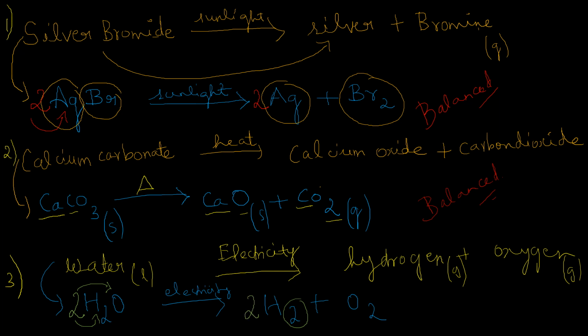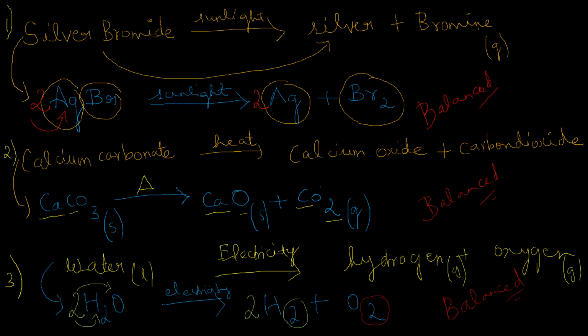Now this equation is balanced or not? Check the number of hydrogen atoms. It's 4 on the left hand side. On the right hand side it's 4. What about the oxygen? Yes, it is 2. What about the oxygen on the right hand side? Yes, again it's 2. So now this equation is balanced.